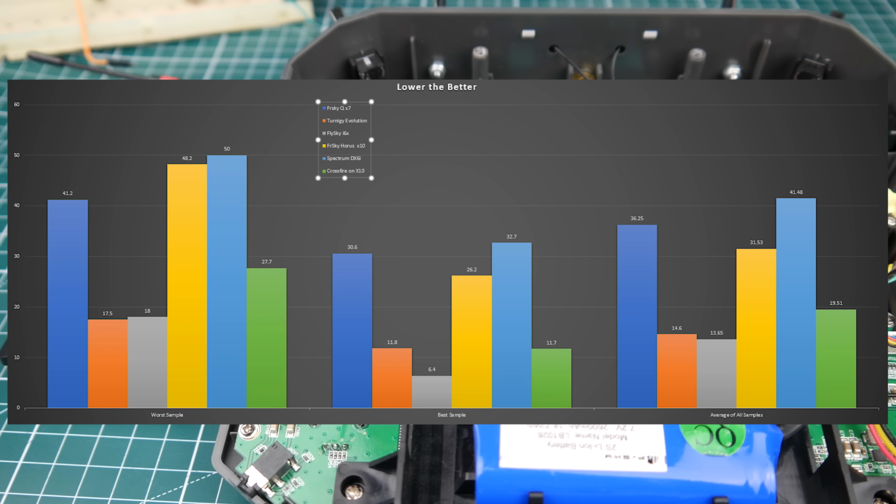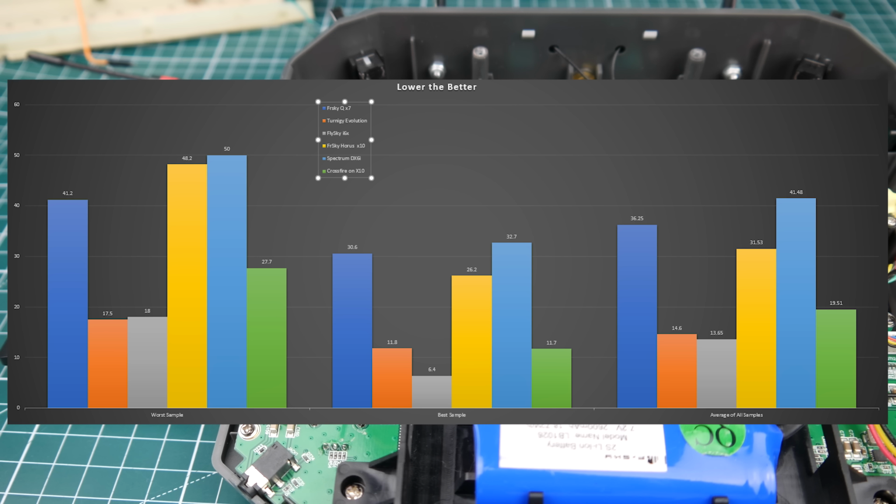But don't forget, this is just the best sample, so we need to look at the average to get a proper reading here. Now, as you can see on the yellow bar, it's the FrSky Horus X10, which is where the Crossfire is installed right now, and it is 26.2, so the best sample with the Crossfire installed is more than twice as fast. So it is fast, but it's not the fastest. All right, let's go to averaging.